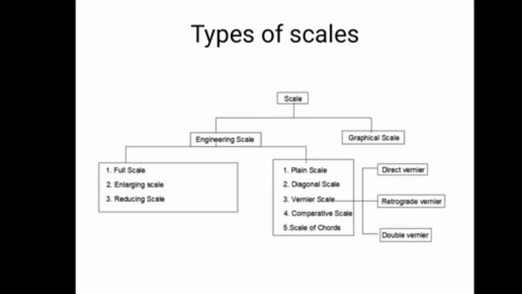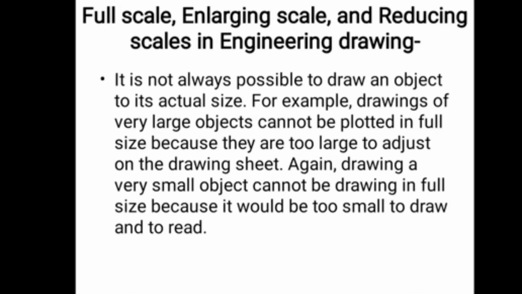So types of scales: basically we have two types, engineering scale and graphical scale. Under engineering scale we have full scale, enlarging scale, reducing scale, plane scale, diagonal scale, vernier scale, comparative scale, and scale of chords. A full scale means that if any drawing is drawn to the exact size, we call that a full scale.